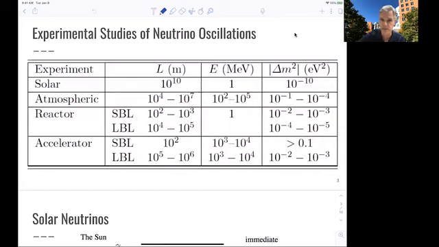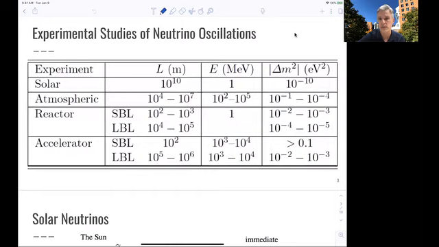For atmospheric neutrinos, they're produced in the upper atmosphere, 10 to the 4 to 10 to the 7 meters. Energies can have a large range, let's say 10 to the 2 to 10 to the 5 MeV. And then reactors, typically MeV range. It's kind of the nuclear range for neutrino energies. And the range is given by how much space you have around or away from a nuclear reactor.